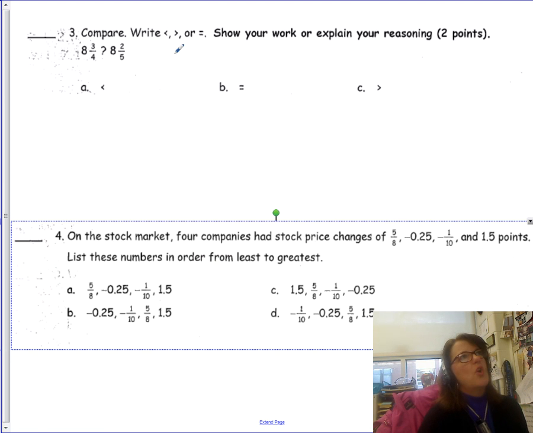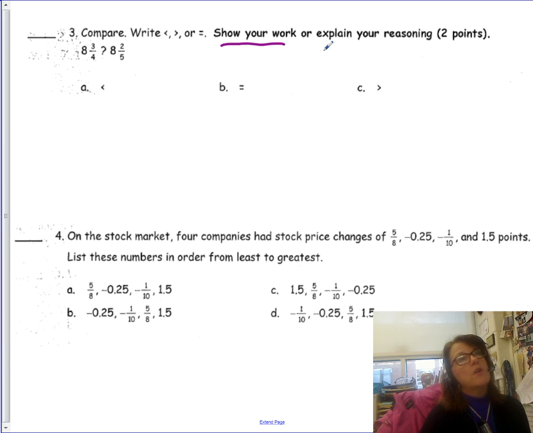All right, show which is bigger. Okay, you're comparing these two numbers, right? Less than, greater than, or equal. Show your work or explain your reasoning. Now, some of you might be able to just see which one is bigger. That's why I'm saying, well, then explain how you know. You have to prove it. Okay, you can't just slap one of those in there. That's just guessing and it doesn't count.